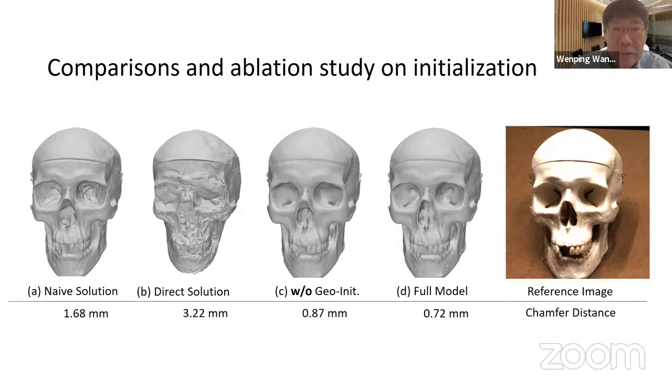With our proper geometric initialization, our full model of NEUS converges relatively fast. It achieves an error of 0.7 millimeter, much better than all the other similar or competing methods.